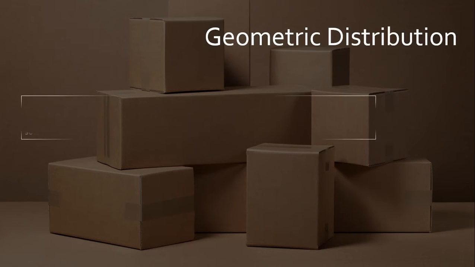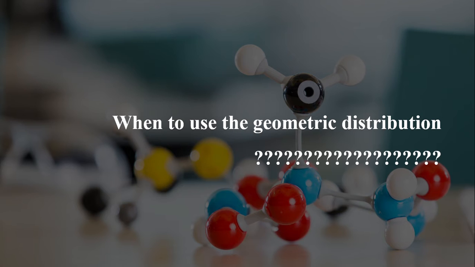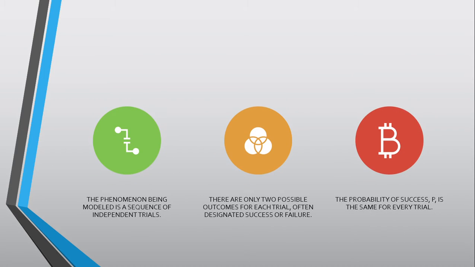So what is the definition of geometric distribution? Basically, it's the distribution of the number of trials needed to get the first success in repeated Bernoulli trials. When to use this geometric distribution? The first case is when the phenomenon being modeled is a sequence of independent trials, and there are two possible outcomes, which are success and failure. The last one is that the probability of success, or P, is the same for every trial.